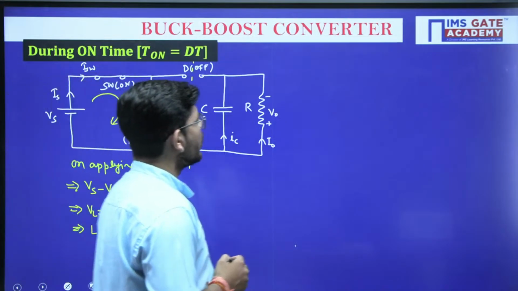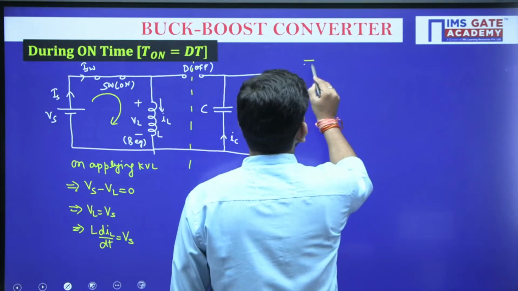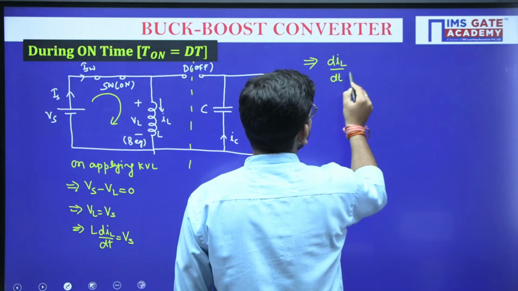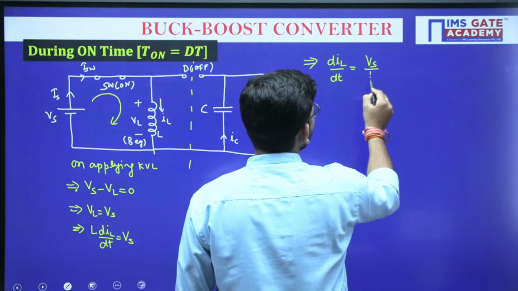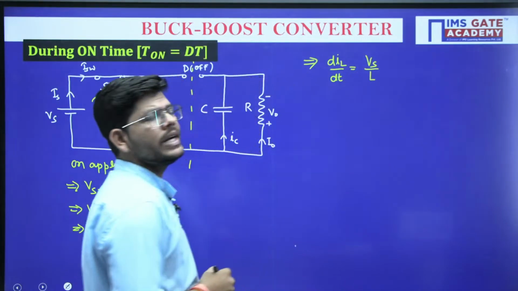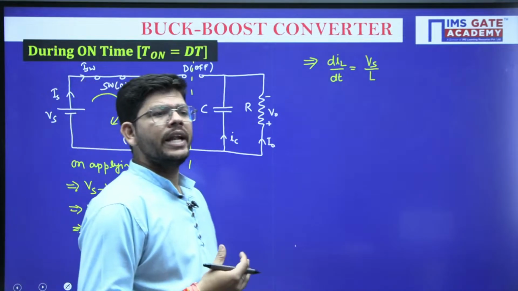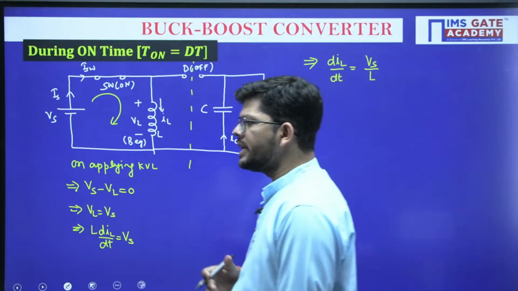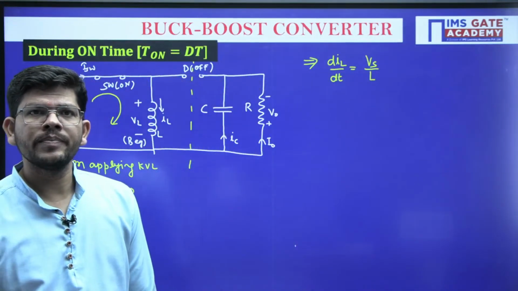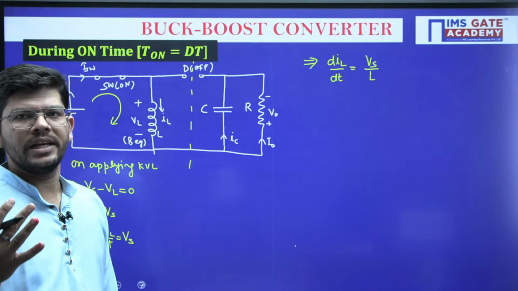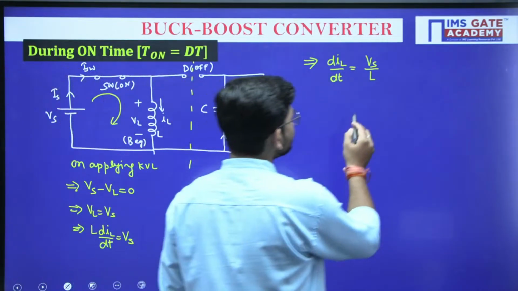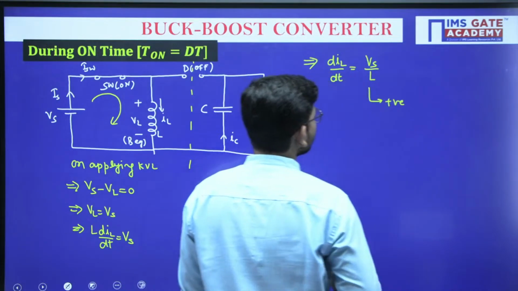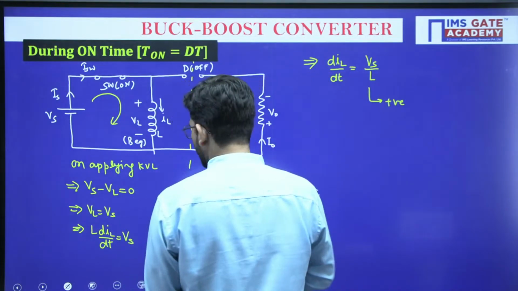Or what I can write here is that dIL over dt is going to be equal to Vs over L. Now what does dIL by dt represent? It represents the rate of change of inductor current, isn't it? dIL by dt is also representing the slope of inductor current, meaning the inductor current is varying linearly, yes or no? And this rate of change that we have calculated is positive. So this rate of change of inductor current is positive.